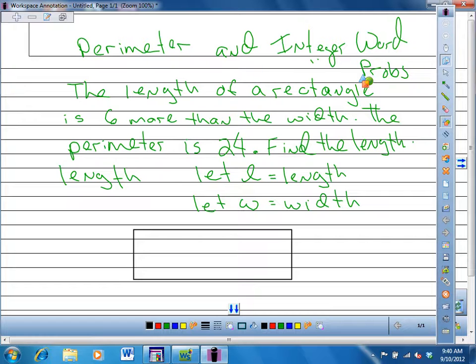Okay. So find the length. I don't think you even need this W. I'm gonna, you know what? I'm gonna kind of cross this out. This might just get you confused. I'm gonna cross out the W for width.